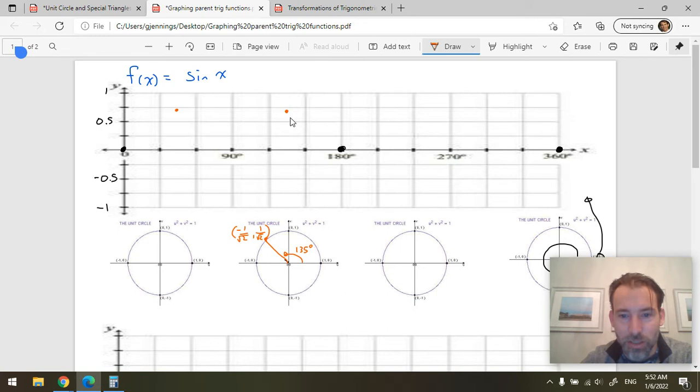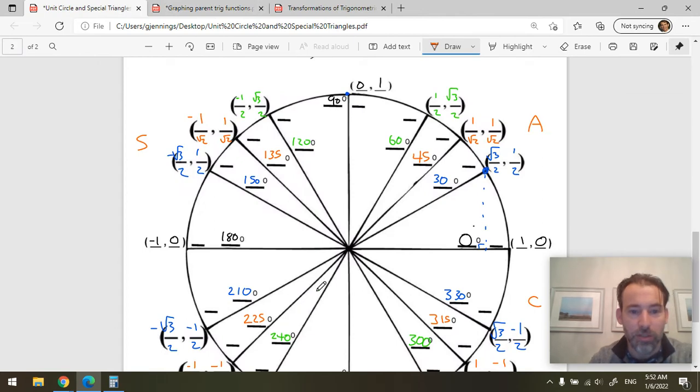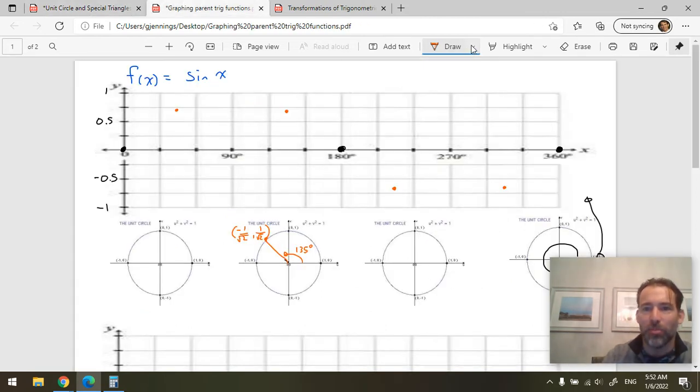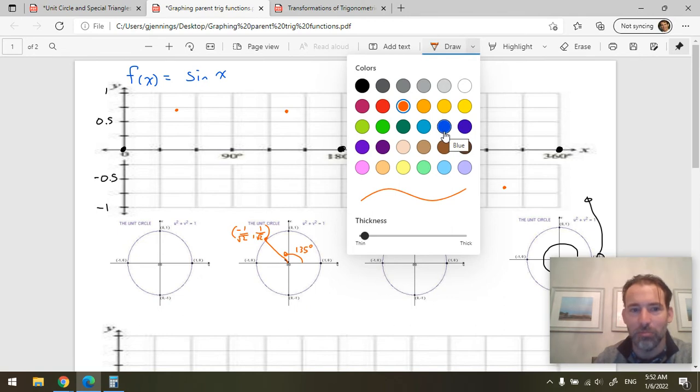So it's going to be just a little bit above here. And then 315, it's going to be the same. It's down here. And those come from these values in the unit circle down here. This one, 225, and this one, 315. Okay, let's keep going. Now we are going to put on our 30 degrees, and we did those in blue.